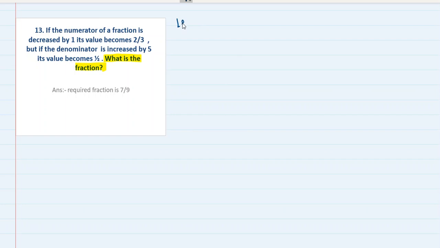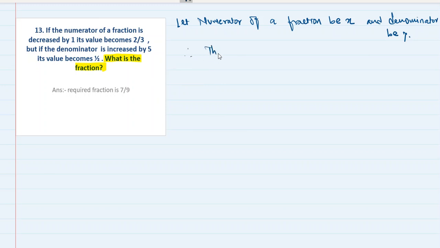So let the numerator of a fraction be x and denominator be y. Therefore, the fraction becomes, these statements are very important, x upon y. Okay, so this is your fraction.